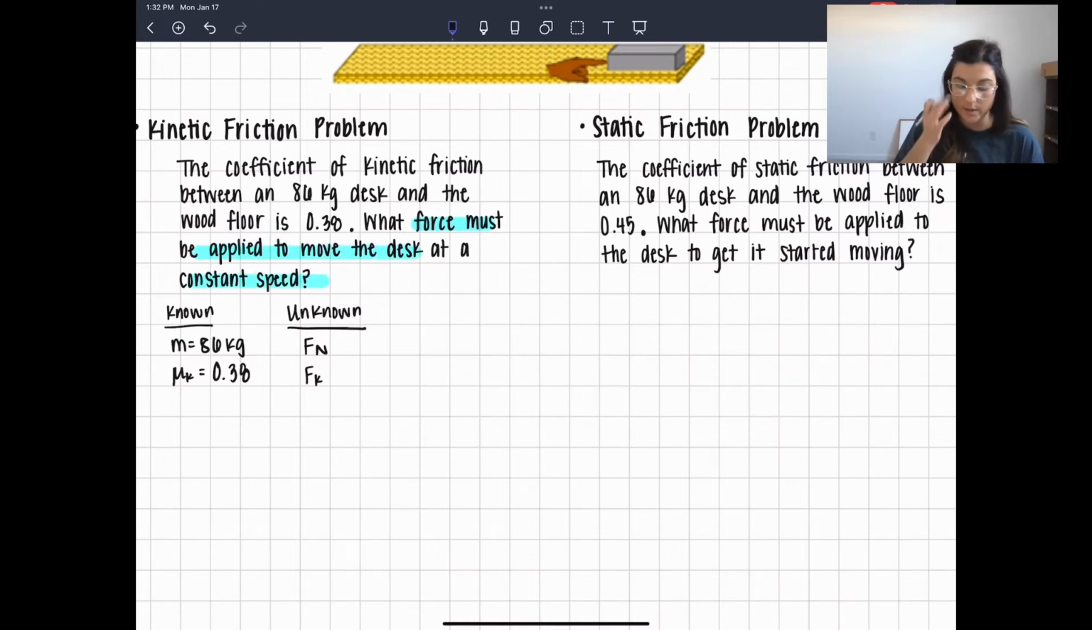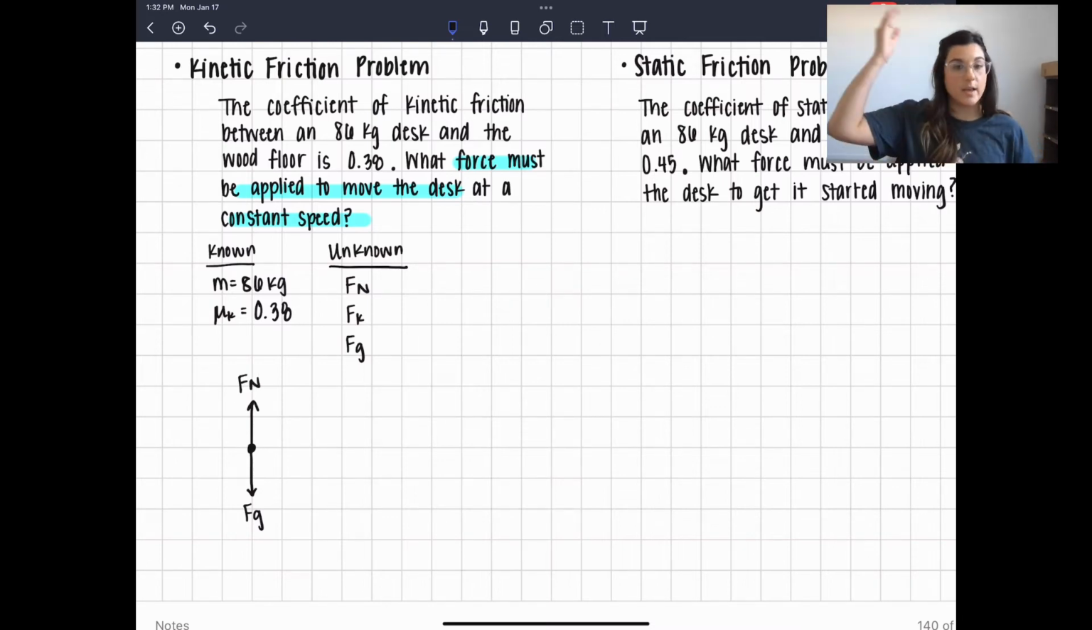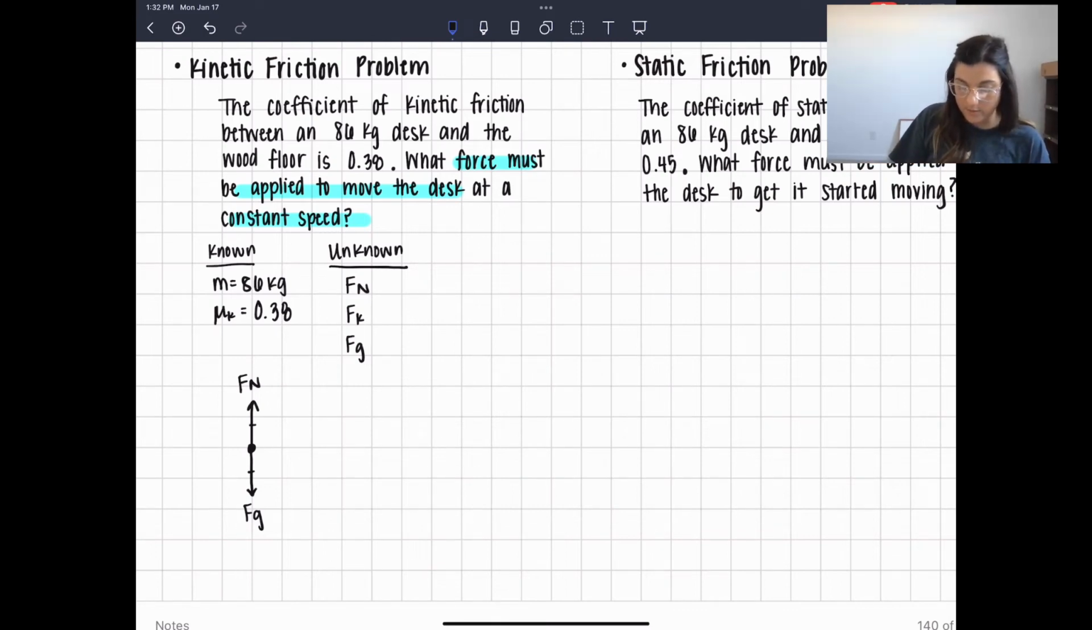Now, they're asking me what force must be applied to keep the desk at a constant speed. So that's kind of confusing because I don't know if that's going to be equal to friction or different from friction. So it might help to draw a force diagram. My force diagram for my desk is going to have gravity. This is an unknown because they didn't give me the force of gravity acting on the desk. But I also know that there's going to be a normal force. And according to what they've described, it doesn't sound like my desk is accelerating upwards or downwards. It's not flying into the air, or falling into the earth. So I'm going to assume that it's balanced vertically, that normal and gravity are balancing each other.